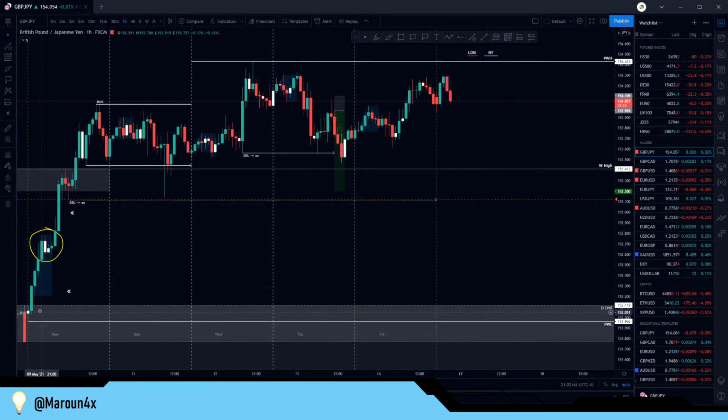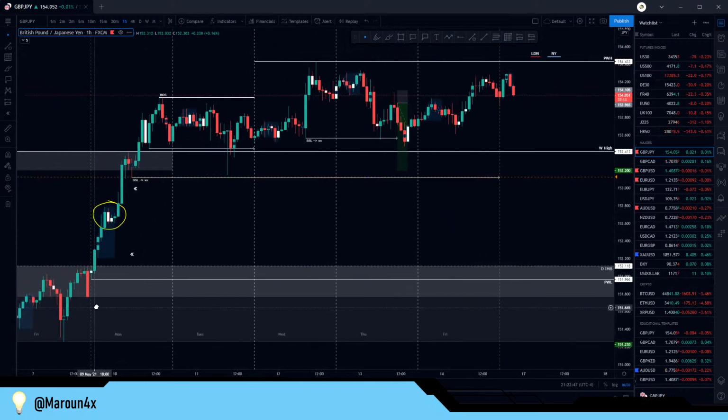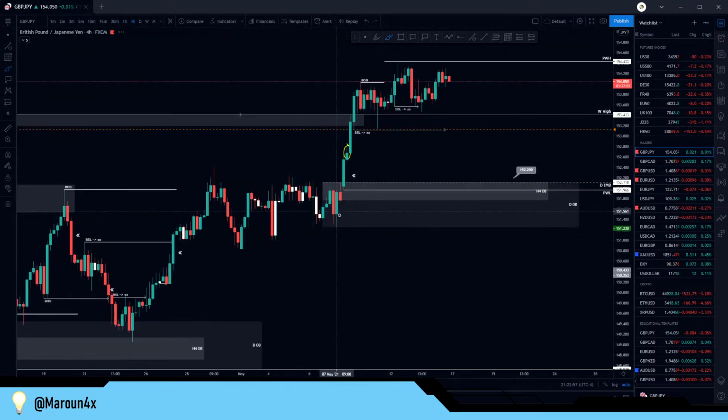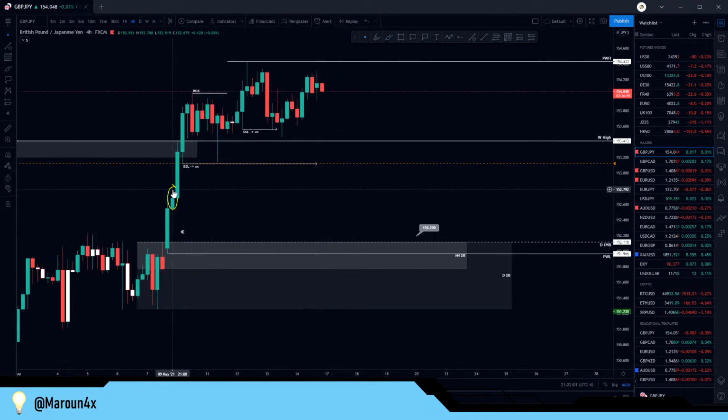Because if we look any lower, we have a little bit of price inefficiency down here, okay? But they're not significant. Like this is significant here, right? Price inefficiency, that's something of interest. I want to go back to the 4 hour to see. Yep, this will be a point of interest.